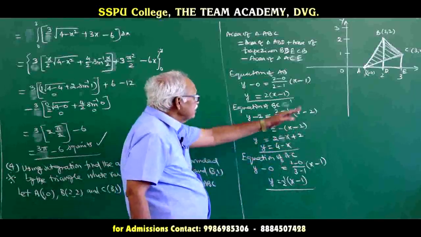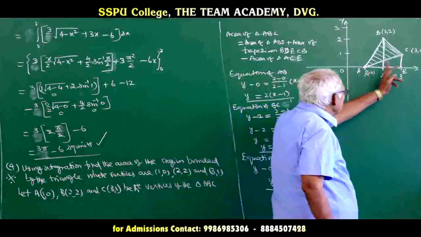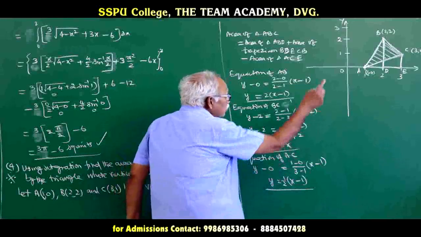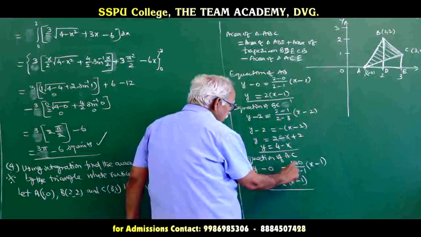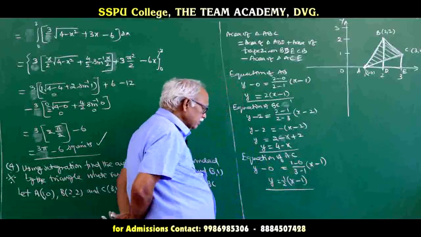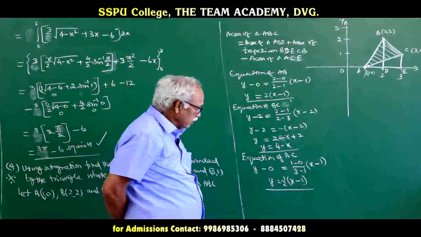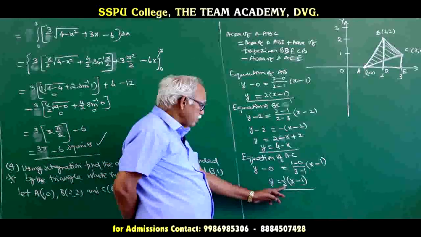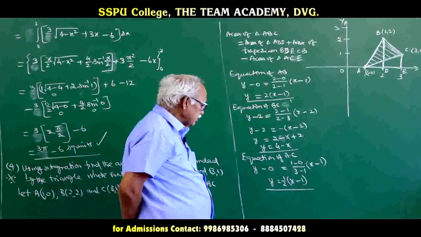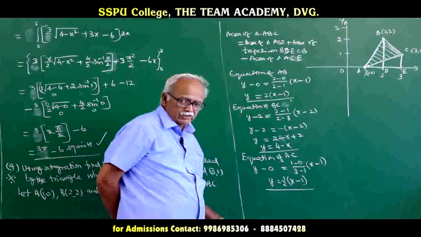Equation of AC, similarly, let us calculate. This is (y minus 0)/(1 minus 0) equals (3 minus 1)/(3 minus 1), that is 1 by 2, 1 by 2 into x minus x1, that is x minus 1. So, y is equal to 1 by 2 into x minus 1.